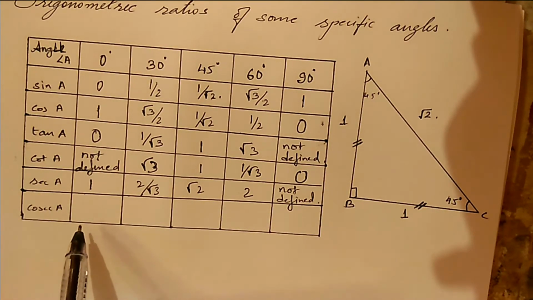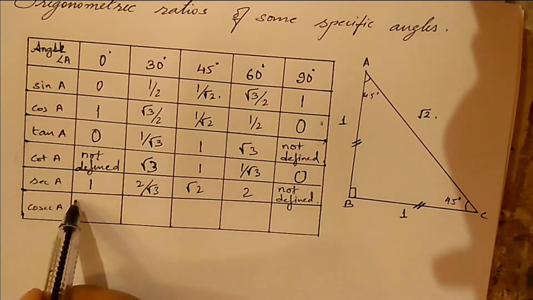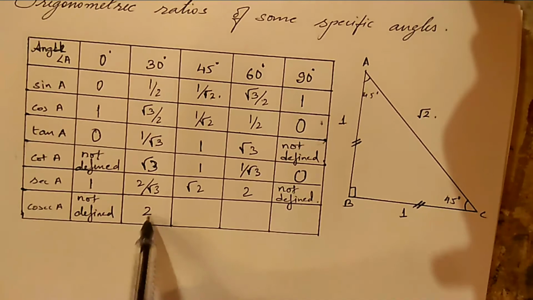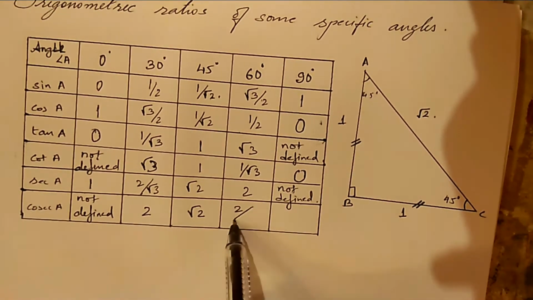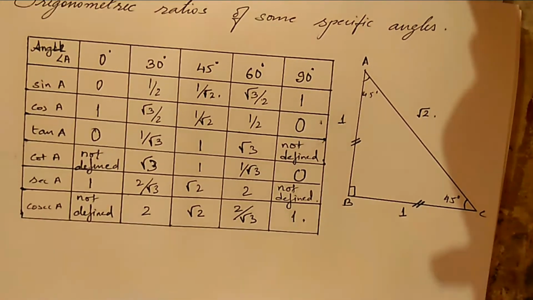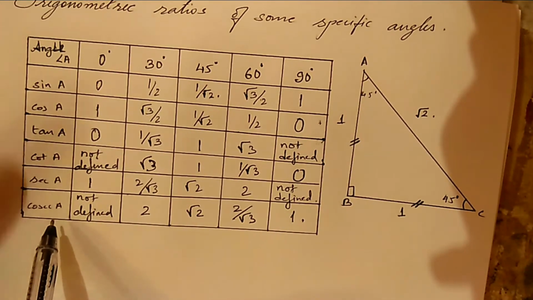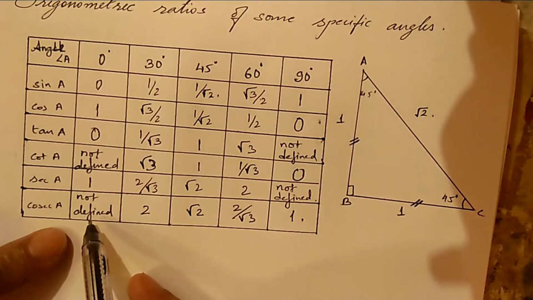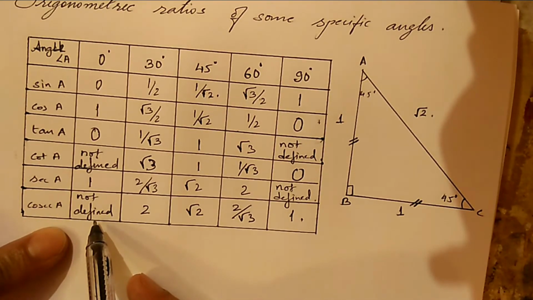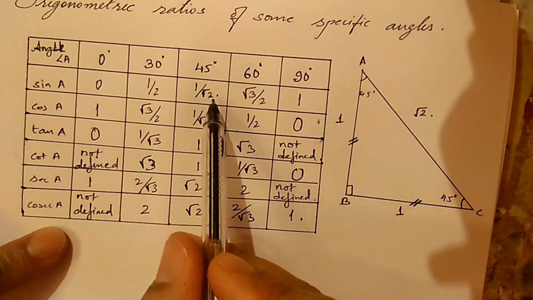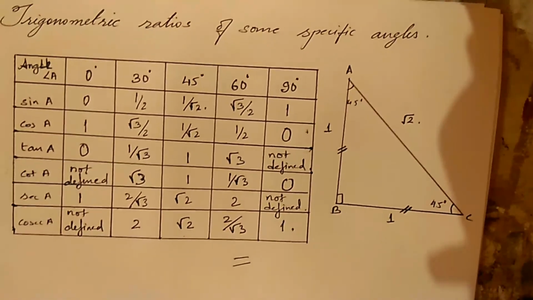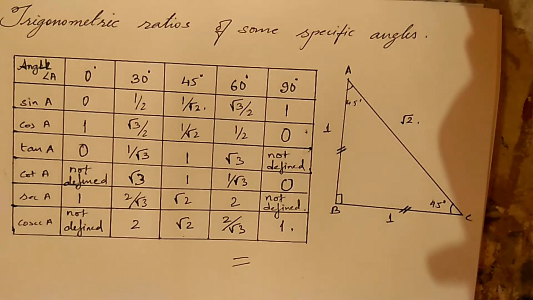So now we can write down the value of cosec again in the reverse order. We can write not defined, 2, root 2, 2 by root 3 and finally 1. We can verify this one. Now we know cosec is the reciprocal of sine. So what is the reciprocal of 0? It will be 1 divided by 0, which is not defined. What is the reciprocal of 1 by root 2? It will be root 2. So these values are called the trigonometrical ratios of specific angles.